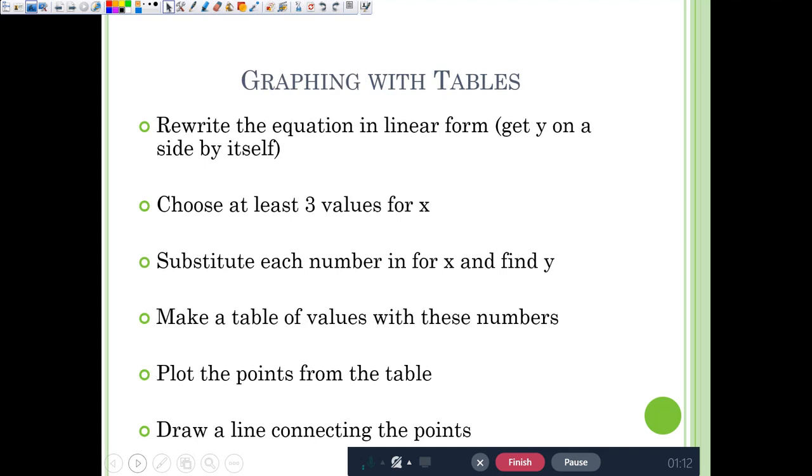So graphing with tables, we're going to rewrite the equation in linear form. So we've got to get the y on a side by itself. So we're going to solve for y. Then we're going to choose at least 3 values for x. I like choosing -1, 0, and 1 to ensure that my graph is going to cross my y-axis in its center. Then I'm going to make a table with these values, plot the points from the table, and draw a line connecting the points.